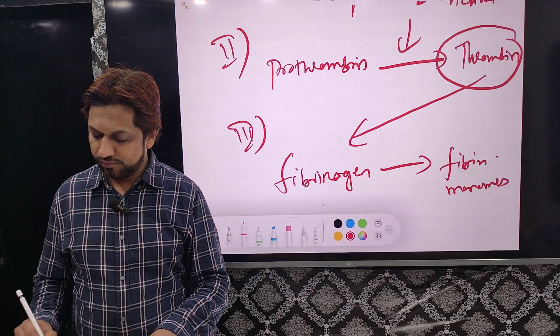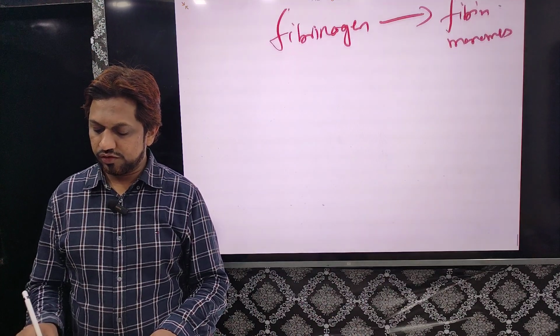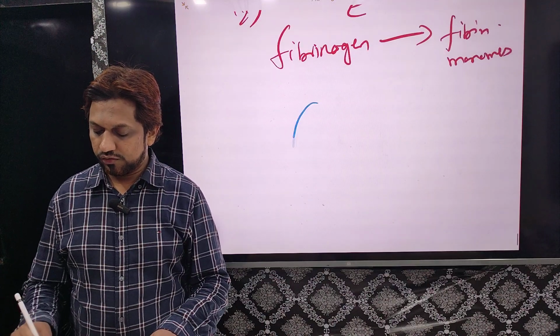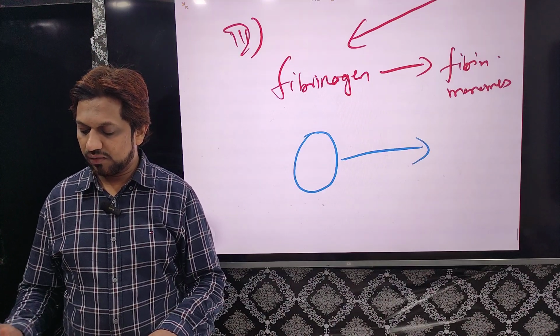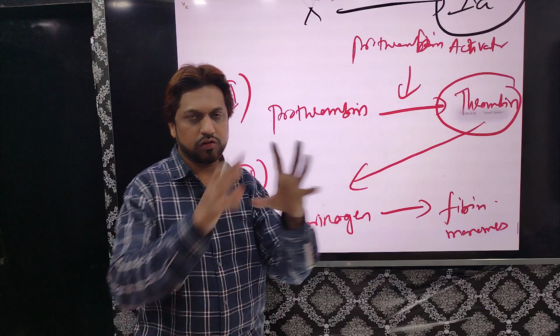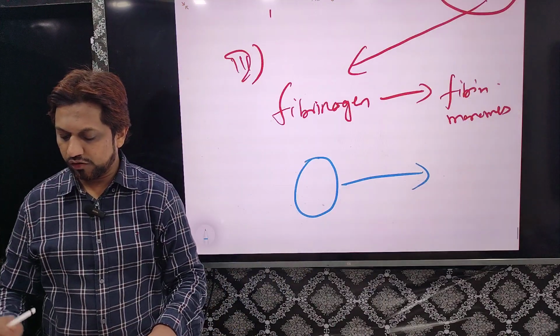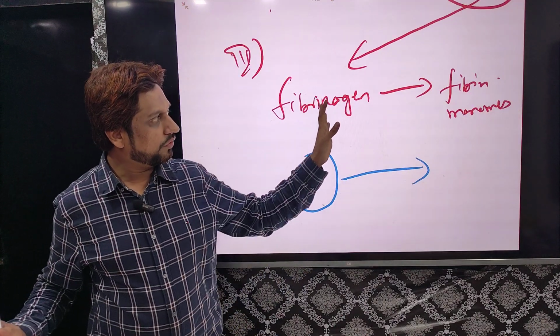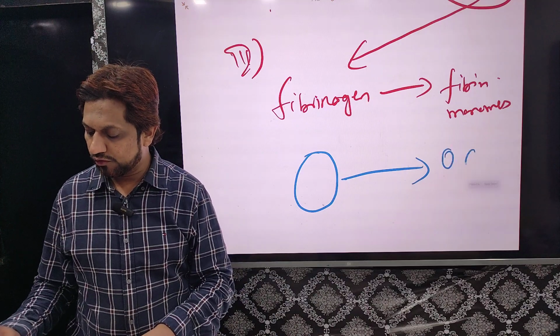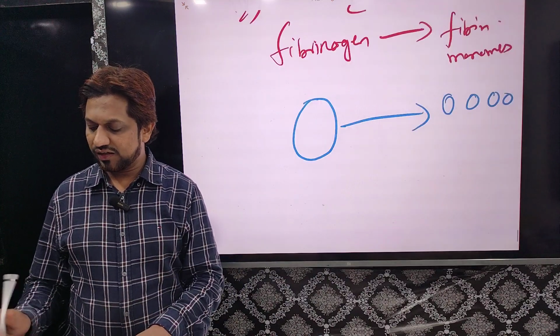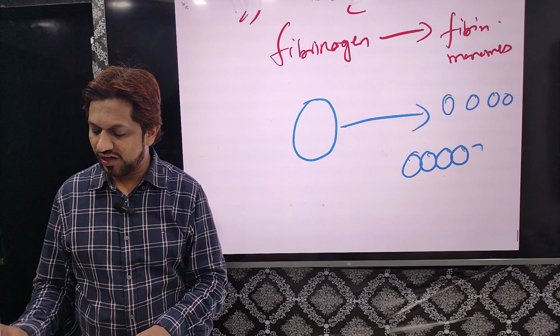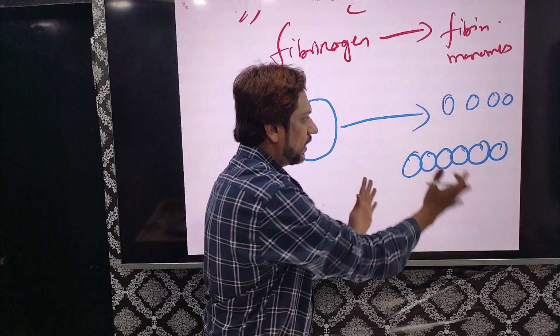So how exactly it happens, I'll show you. Fibrinogen is a plasma protein. It gets disintegrated by this protease: the thrombin molecule will break this fibrinogen molecule, which was a soluble molecule, into small fibrin monomers, and they have a tendency to polymerize. They form a chain like this. Polymerization means they will unite and form a chain.